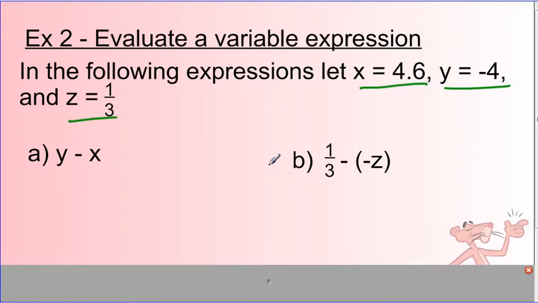So all we do is take those letters and substitute them into our problems, and then we do the math. So let's see, letter A. I'm going to take y minus x. Okay, so y is a negative 4, minus x is 4.6. We substituted.